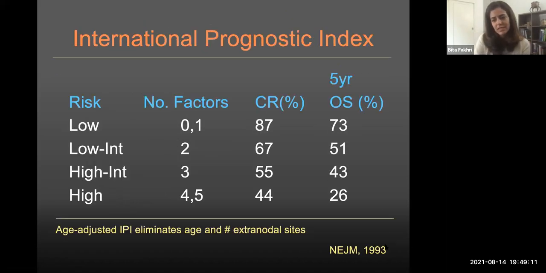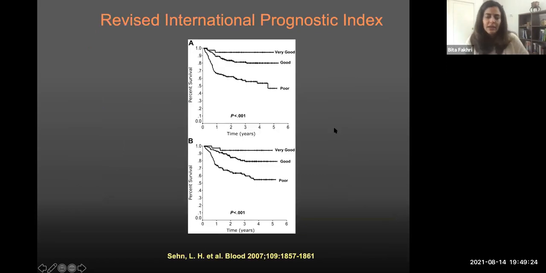So this is from 1993. So this is in the pre-rituximab era. These numbers have all improved with rituximab, but as you see, the fewer risk factors you have, the better your outcomes are going to be. And then the British Columbia Cancer Agency group decided to revisit the IPI in the era of rituximab therapy, and they realized that all the same factors that they used in IPI, all those 5 factors, they still held true even in patients who were treated with rituximab.